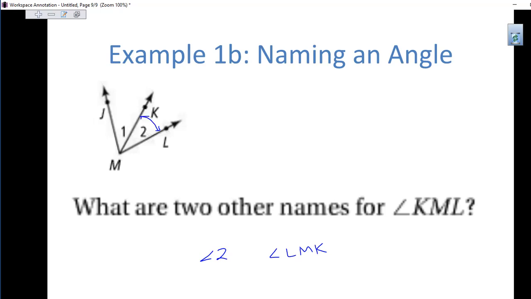And we could also use the name angle LMK. So we could go the opposite direction here. So this is still referring to this angle right here in blue. How far this ray is from this ray. How far does it open up?